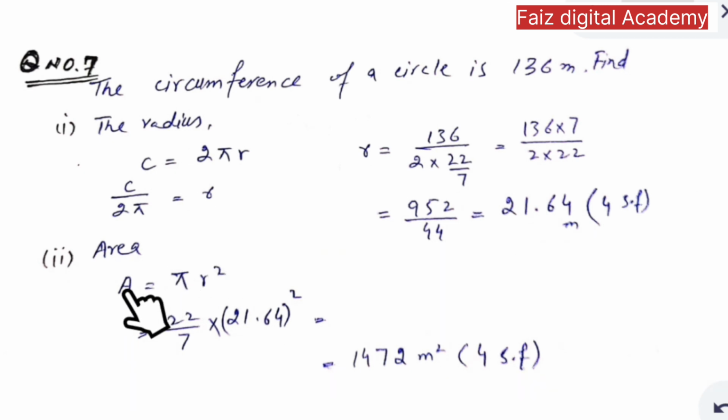Then the second part was to determine the area, and the formula for determining the area is A = πr². So the radius that we determine in the first part, now we have to take the square of that one and then multiply it with the value of the pi, and we get the answer. And again I have written that up to what numbers this specific number is correct.